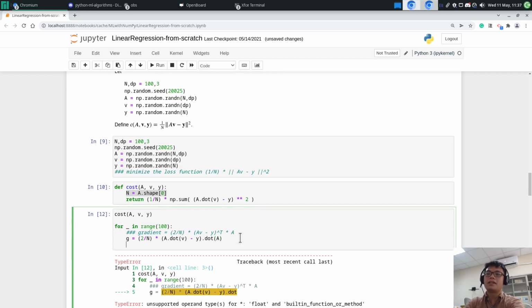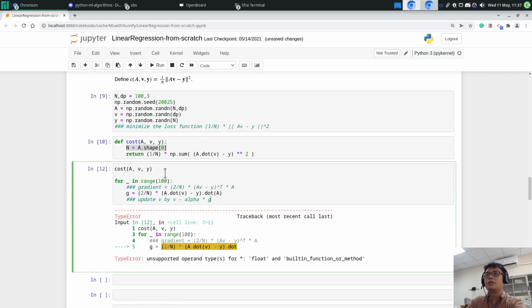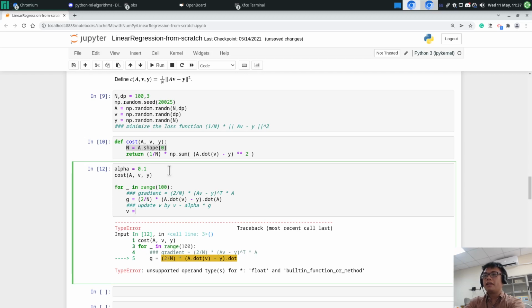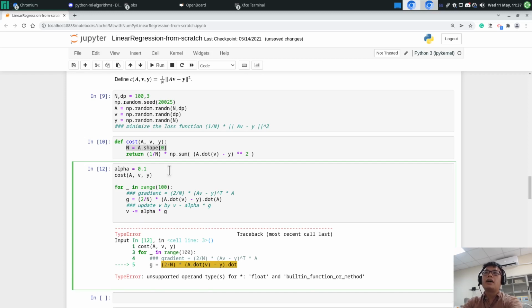So we calculate the gradient, and then now update v by v minus alpha times gradient. At this point we will need an alpha. Let's set that as 0.1 and update v equal to v minus something. So you can use the shorthand v minus equal to alpha times g. And now we can try A, v, and y, and let's see if the cost is decreasing.